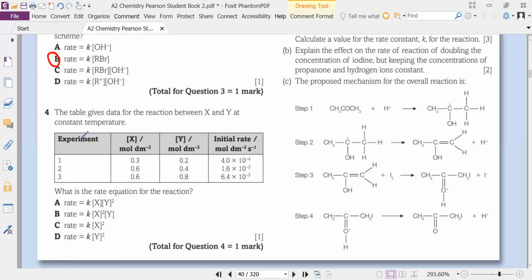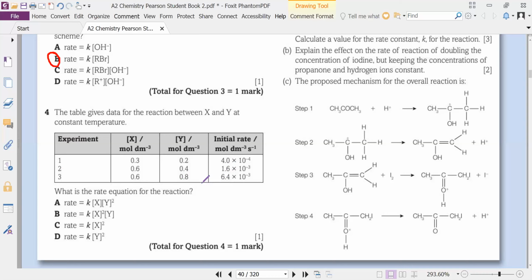When you have taken experiment 2 and 3 into consideration, the concentration of X remains the same, Y is doubled, rate increased by 4 folds, right? 4 times. Now, what is your conclusion from this? Partial order of Y is second order. Do you understand, Faria?